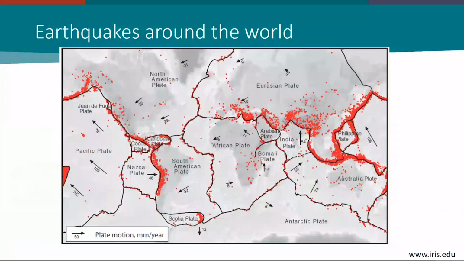Earthquakes happen along plate boundaries. This map shows the plate boundaries of the Earth in black lines and where earthquakes happen in the red dots, and you can see there's a distinct correlation. However, there are some earthquakes which happen within these solid plates and are known as intraplate earthquakes.